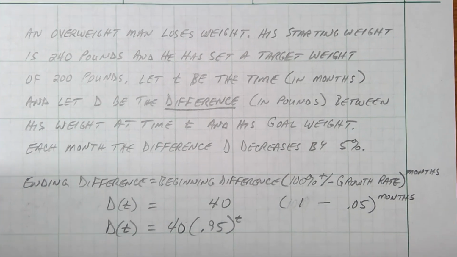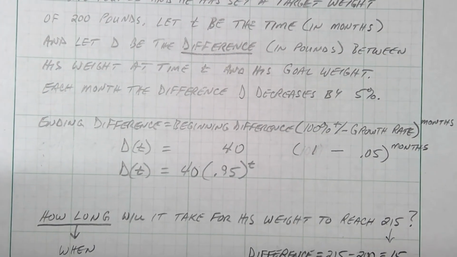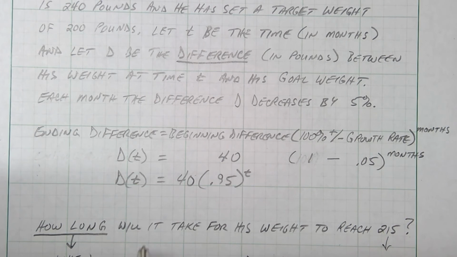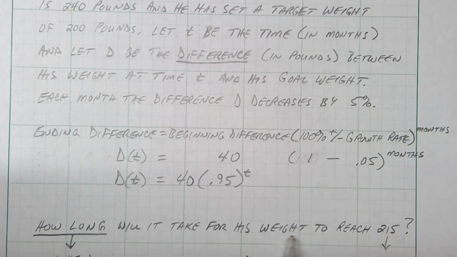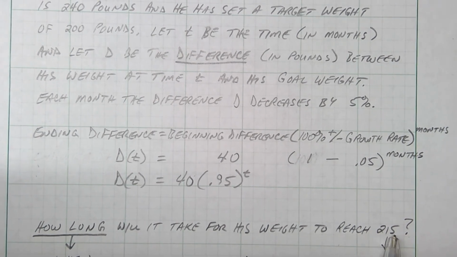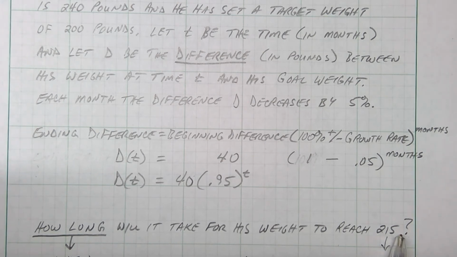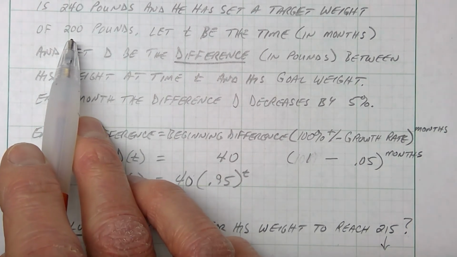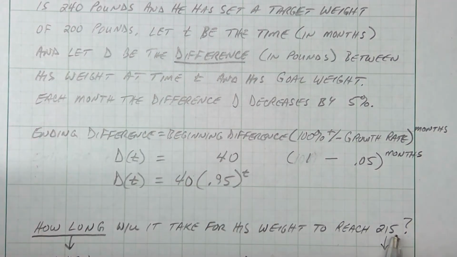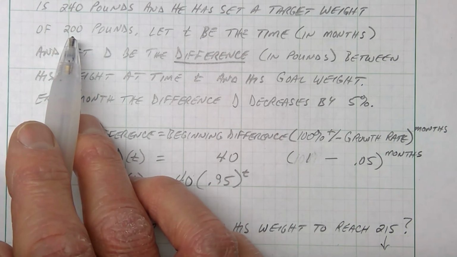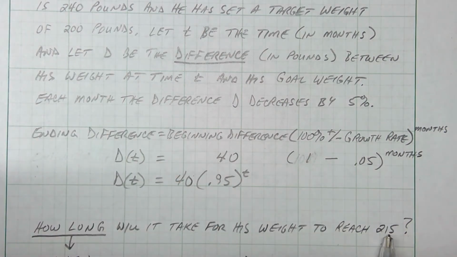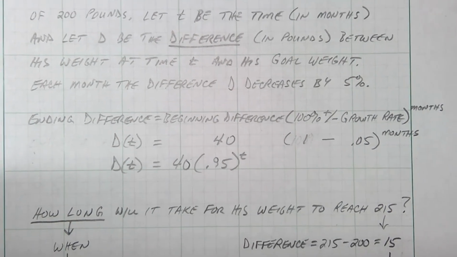All right, let's extend that and ask how long will it take for his weight to reach 215? Now, before we get into that, think about where you're at. He wants to weigh 200 pounds. He weighs 215. That means he's 15 pounds overweight. So the difference between what he wants to weigh and what he currently weighs is 15. So D is going to be 15.